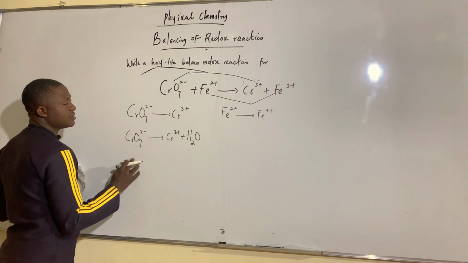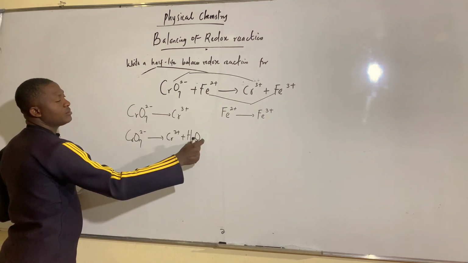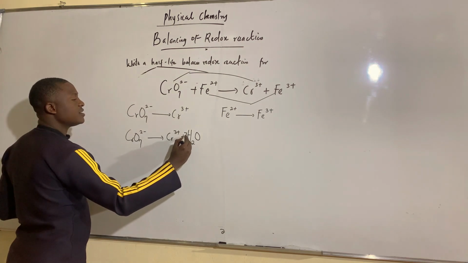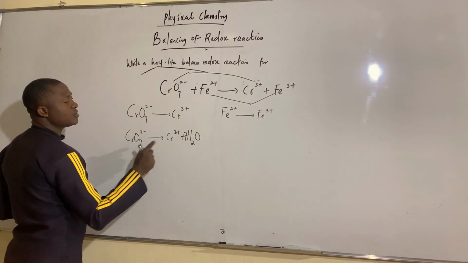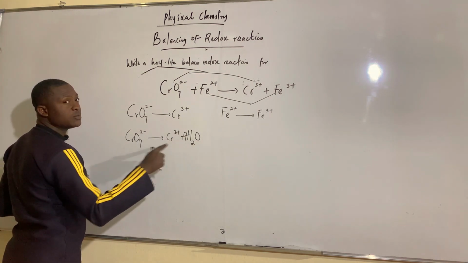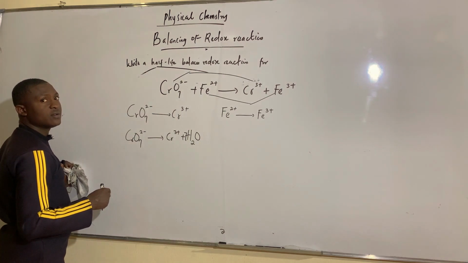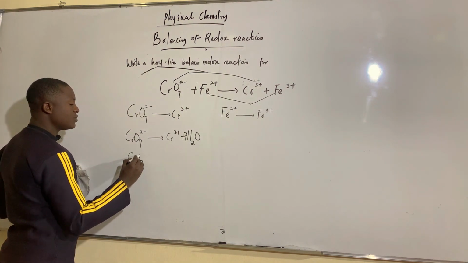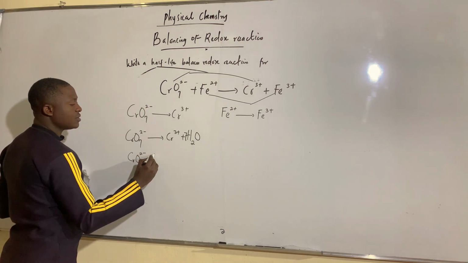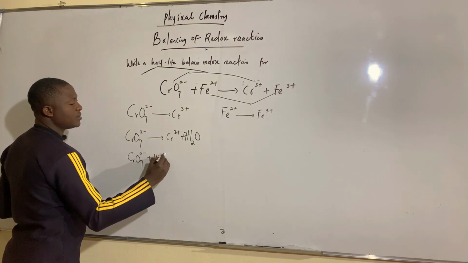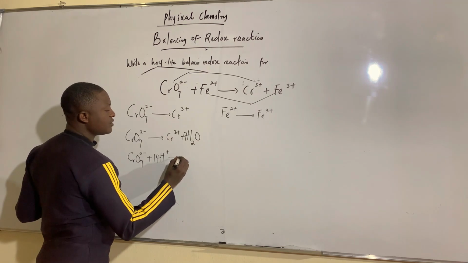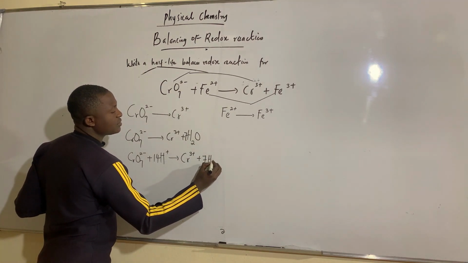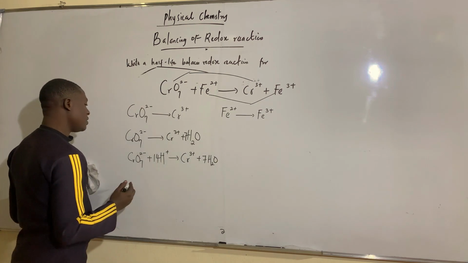Here I have 7 oxygen, but here how many oxygen do we have? So I need to add 7 water here. If I add 7, it has become 7 oxygen. But hydrogen has become what now? 7 times 2. What are we going to have? 14. So that means that we have Cr2O7 2 minus plus 14 hydrogen plus to give Cr3 plus plus 7 H2O.